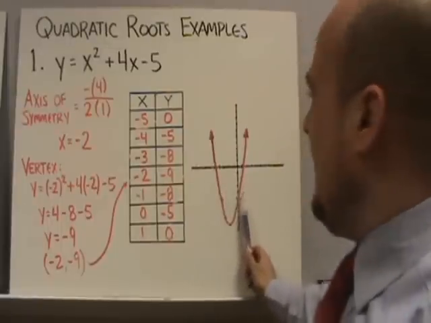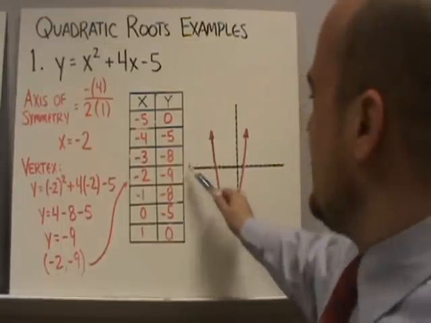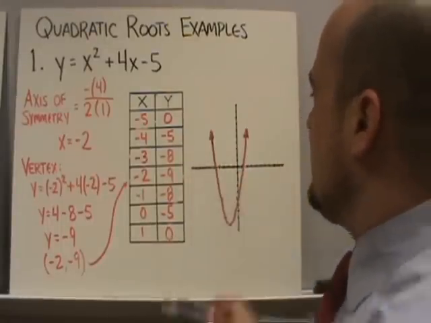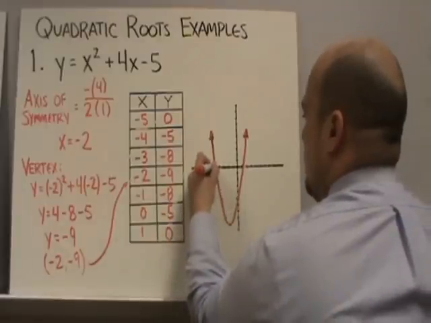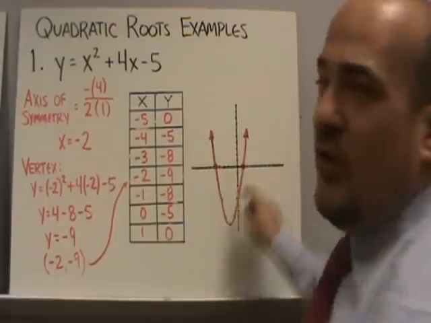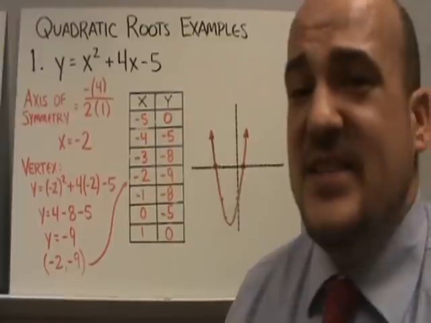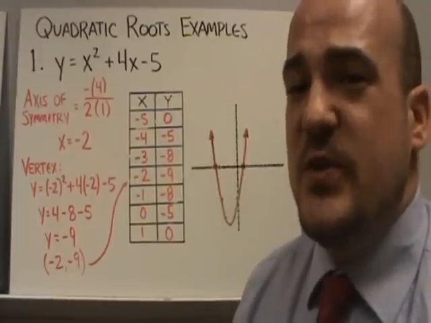Here's my parabola. And as you can see, this parabola crosses the x-axis at 2 points. There's a point right here and a point right here. Those are both of my quadratic roots. In this case, my quadratic equation has 2 solutions.